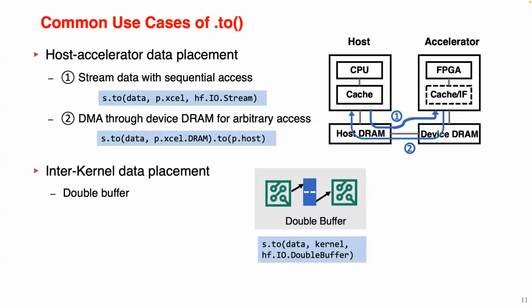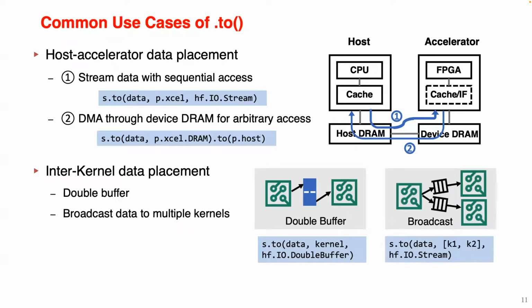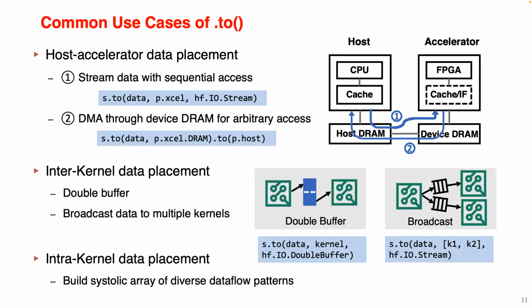For inter-kernel data placement, DAO2 can help you create a double buffer for inter-kernel communication, or you can use DAO2 to create multiple FIFOs that can broadcast the data from one kernel to other kernels. As for the intra-kernel data placement, we can map the loop nest to systolic array architectures of different data flow patterns. As we have shown in the previous example, you can cascade DAO2 to specify the data movement between the processing units inside a systolic array. For more details, please refer to our paper.